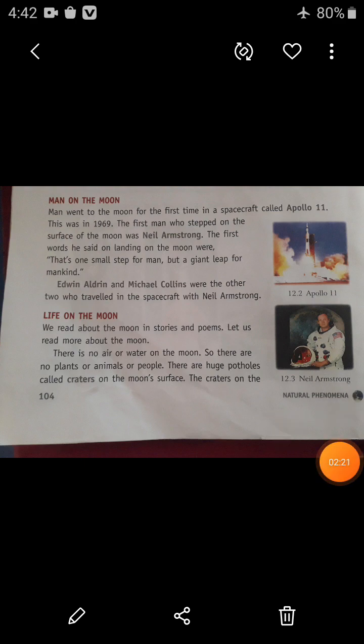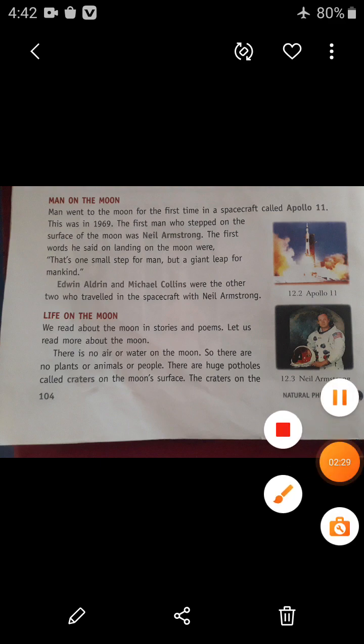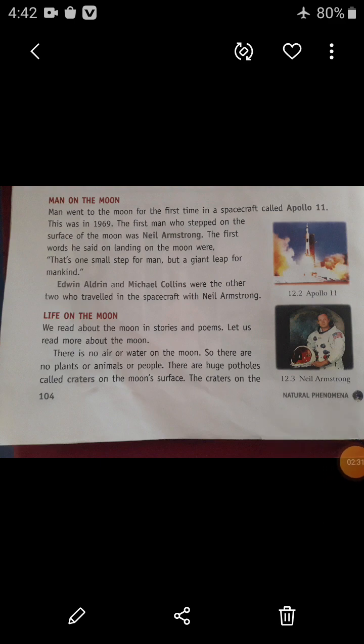Now, let's come to the topic Life on the Moon. We read about the moon in stories and poems. Let us read about the moon. In your previous classes you read about the moon in stories and poems. Now we are going to read more about the moon.